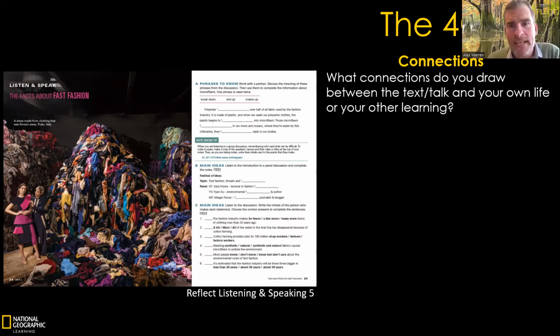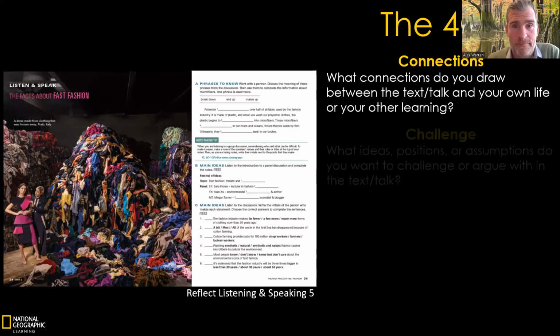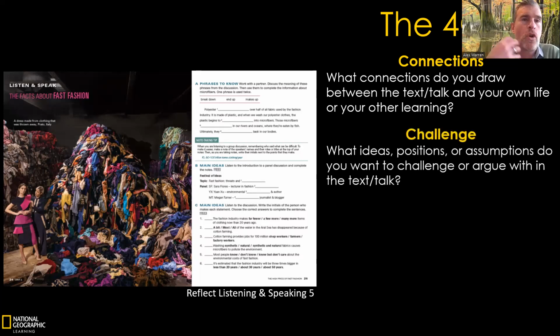The second C is about challenge. So we want students to question what they've read or heard. What ideas, what positions, what assumptions do you want to challenge or argue with? What do you want to disagree with? Because we want to show them it's okay to have your own viewpoint, your own opinion, and that you don't have to accept everything that has been said in an article or a video. So it's kind of freeing up that mind.